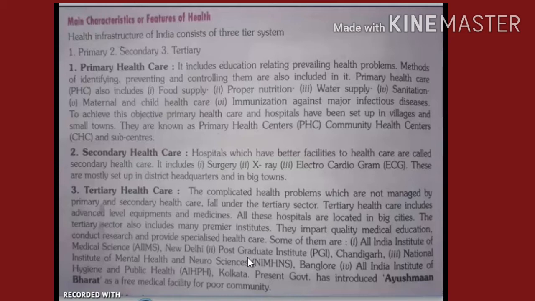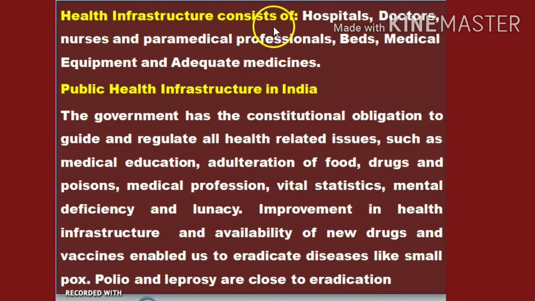An important question may be asked from this area, health, so it's important. Health infrastructure consists of hospitals, doctors, nurses, paramedical professionals, beds, medical equipment, and adequate medicines. These consist of health infrastructure. Now, public health infrastructure in India. The government sector is known as public.